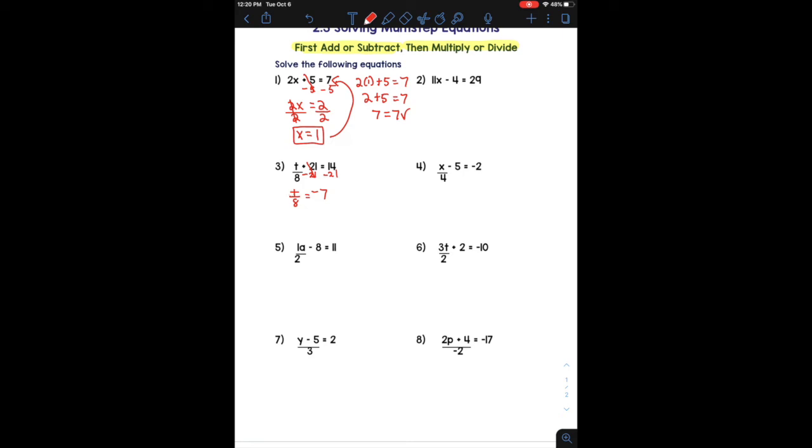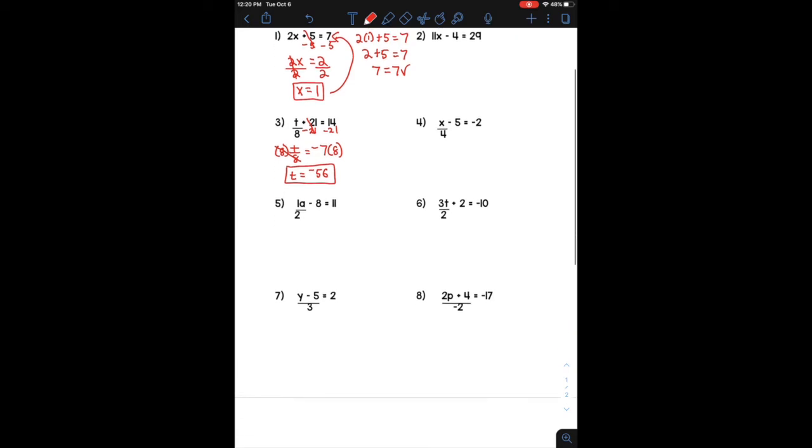The next thing we do, since the variable isn't alone yet, we're going to do the last opposite operation. We're either going to multiply or divide. Since t is being divided by 8, we're going to do the opposite and multiply by 8. The 8s are going to cross simplify, and we'd be left with the variable equals negative 7 times 8, which is negative 56.